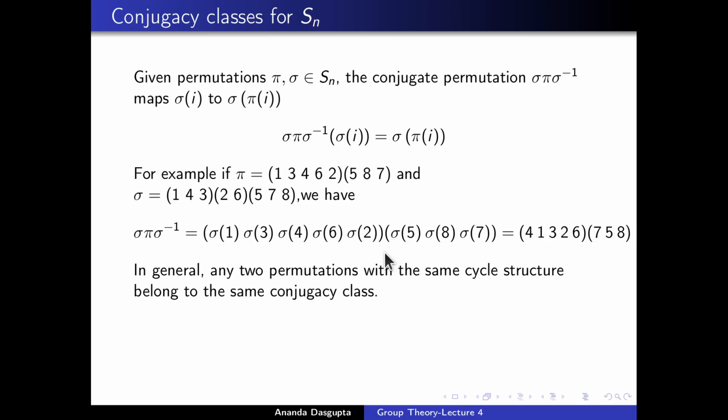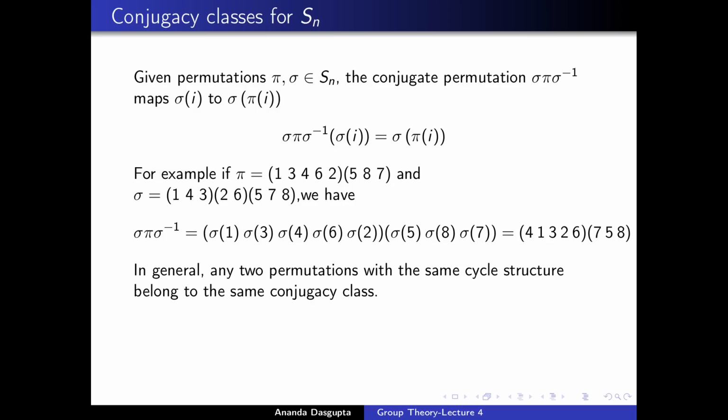In fact, the converse is also true, and that also is not very difficult to figure out. If you give me any two permutations with the same cycle structure, that is the same number of 1 cycles, 2 cycles, 3 cycles, and so on, I can find out a sigma which will make the two permutations conjugate to each other. That is to say, in general, any two permutations with the same cycle structure belong to the same conjugacy class, and vice versa. That means the cycle structure completely determines which class an element belongs to.